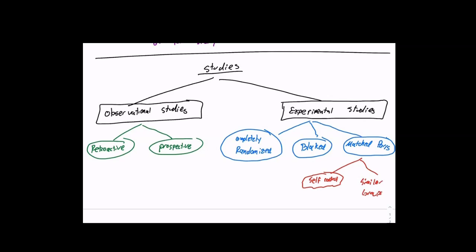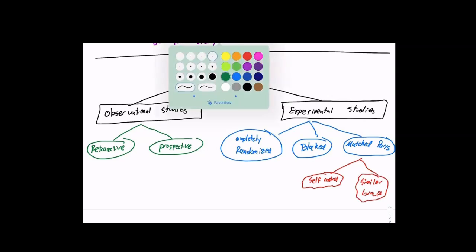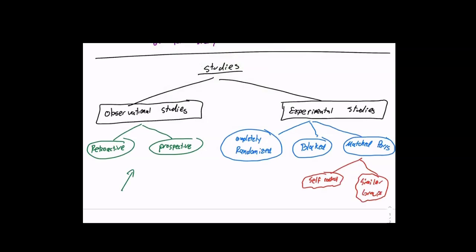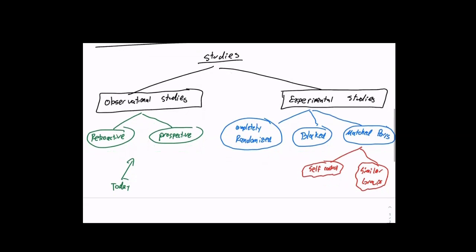I know this is a lot, but I just want to put this flow chart up here because today, this is all we're focusing on. We're just focusing on these observational, retroactive, and prospective studies. What are they, and so forth.